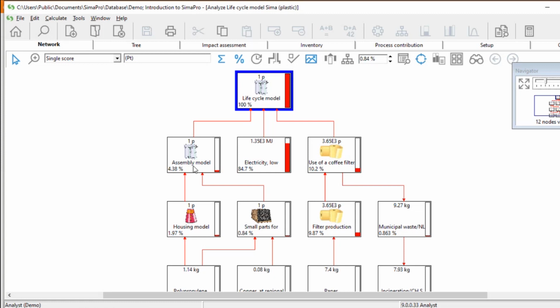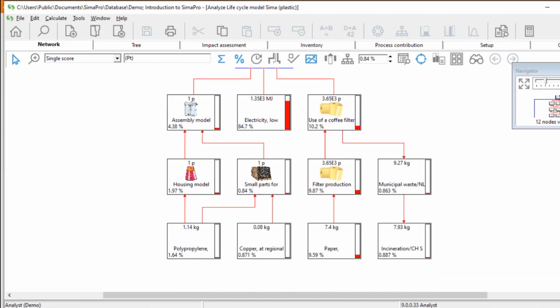As you can see here, assembly, electricity, and use of coffee filter. This is the additional thing added here in this model. So we did not see this one in the assembly model, like use of coffee filter. This is the disposable one, like in the coffee. So here, as you can see, 10% of the burden is from the coffee filter.